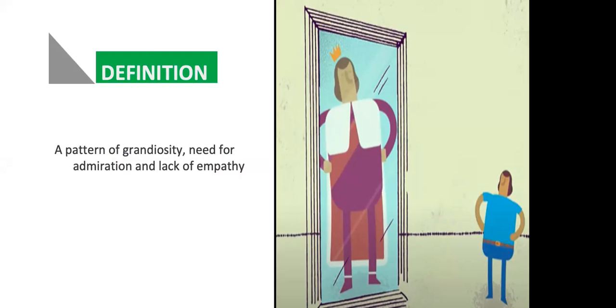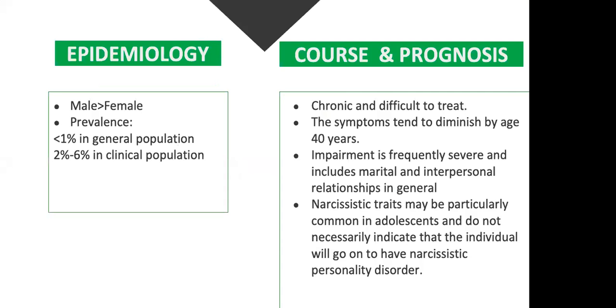Next. So epidemiology, it is more common in males than females, and prevalence is less than 1% in the general population and about 2% to 6% in the clinical population. For the cause and prognosis, it is chronic and difficult to treat. However, the symptoms tend to diminish by the age of 40 years, and the impairment is frequently severe, and may include marital and interpersonal relationships in general. The narcissistic traits may be particularly common in adolescents. However, it does not necessarily indicate that the individual will go on to have narcissistic personality disorder in the future.